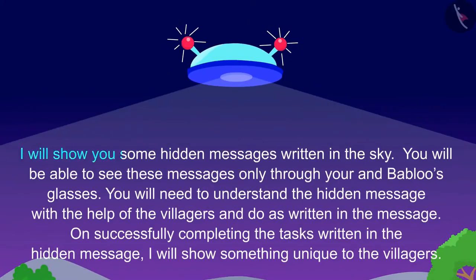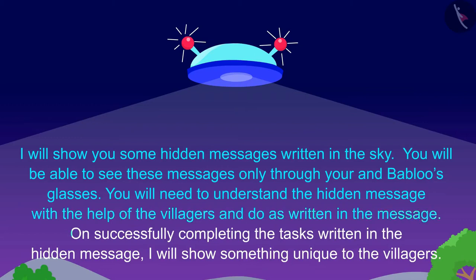I will show you some hidden messages written in the sky. You will be able to see these messages only through your and Bablu's glasses. You will need to understand the hidden message with the help of the villagers and do as written in the message. On successfully completing the task written in the hidden message, I will show something unique to the villagers.